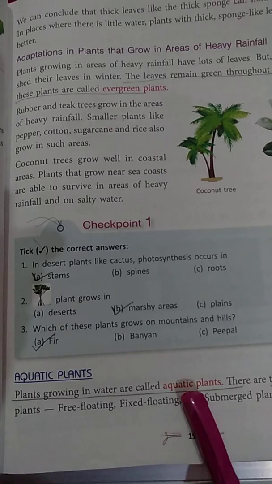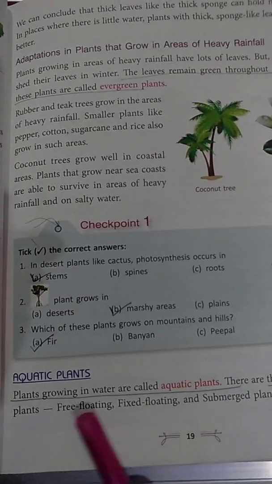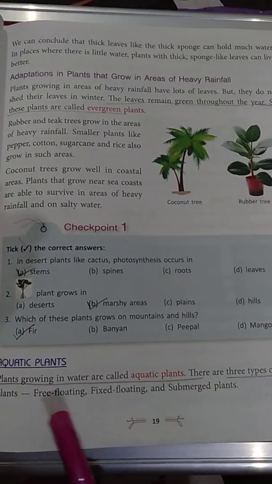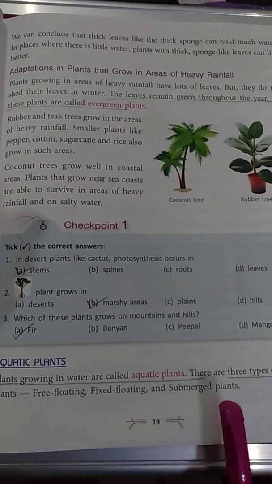Aquatic plants grow in water. So plants that grow in water are called aquatic plants. They are of three types: free floating, fixed floating, and submerged.